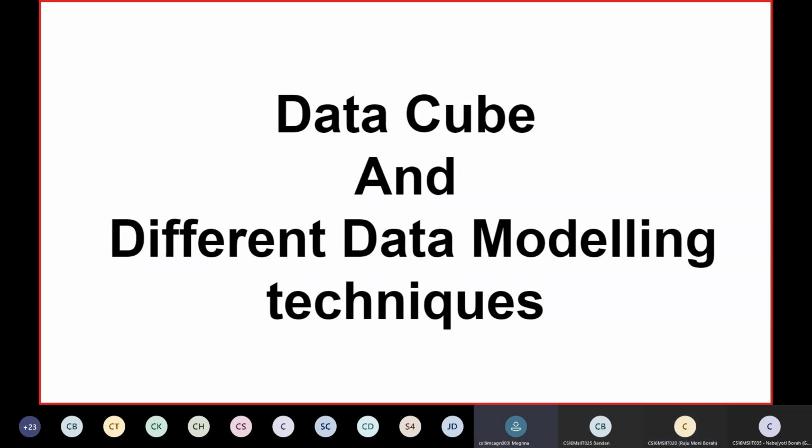Good morning, everyone. Data cube can be defined as a multidimensional structure providing multidimensional views of data. The different data modeling techniques are star schema, snowflake schema, and fact constellation schema.